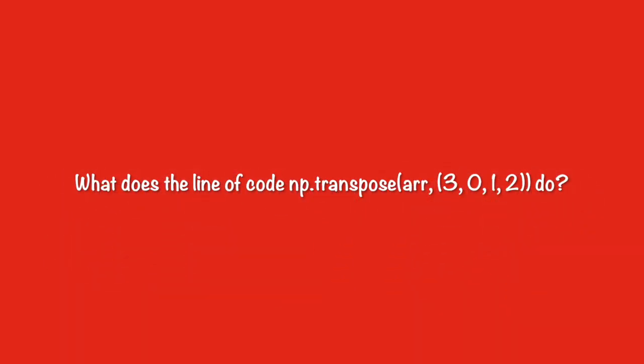If you were to see a line of code which said np.transpose, it takes in an array and then it specifies 3, 0, 1, 2.